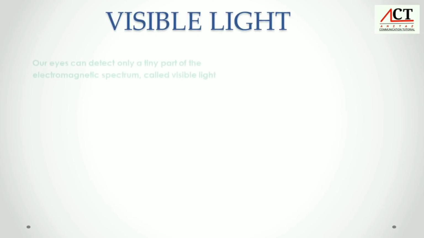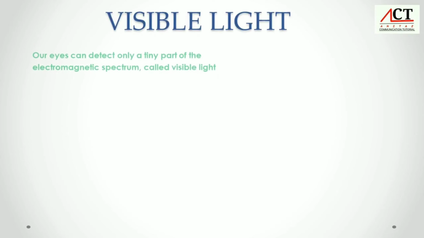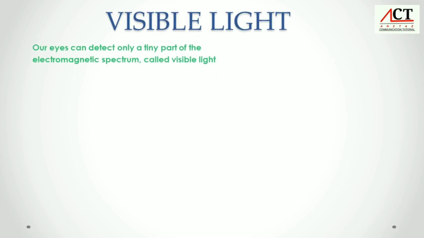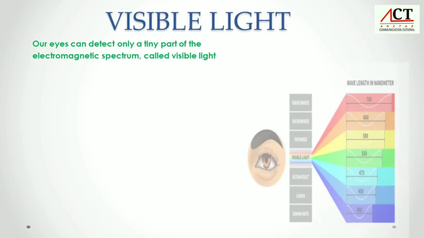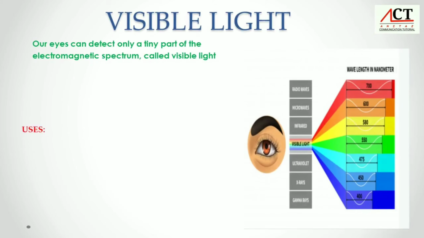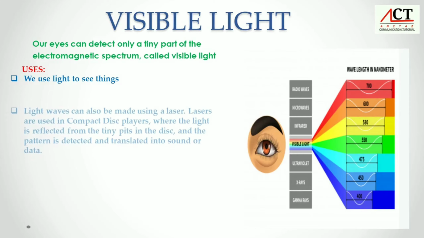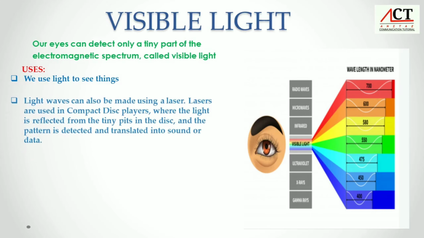Coming to the next, that is visible light. Our eye can detect only a small part of electromagnetic spectrum and it's called the visible light. The range of the visible light is from wavelength 400 to 700 nanometer. Coming to the uses, they are used to see things.